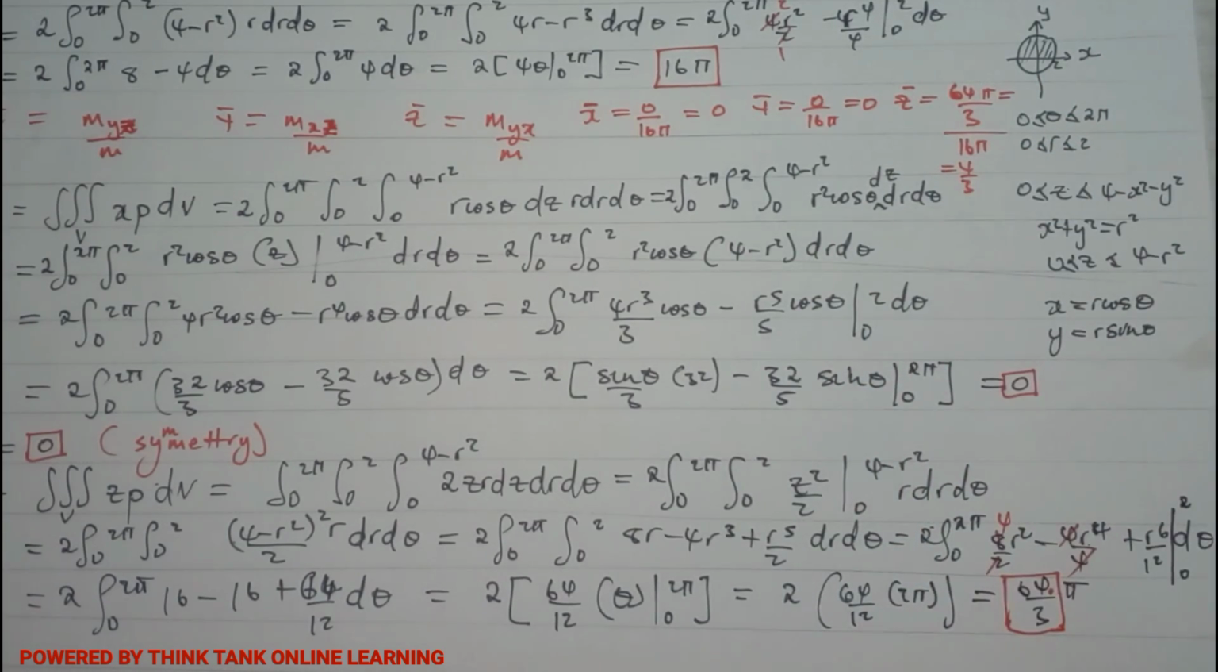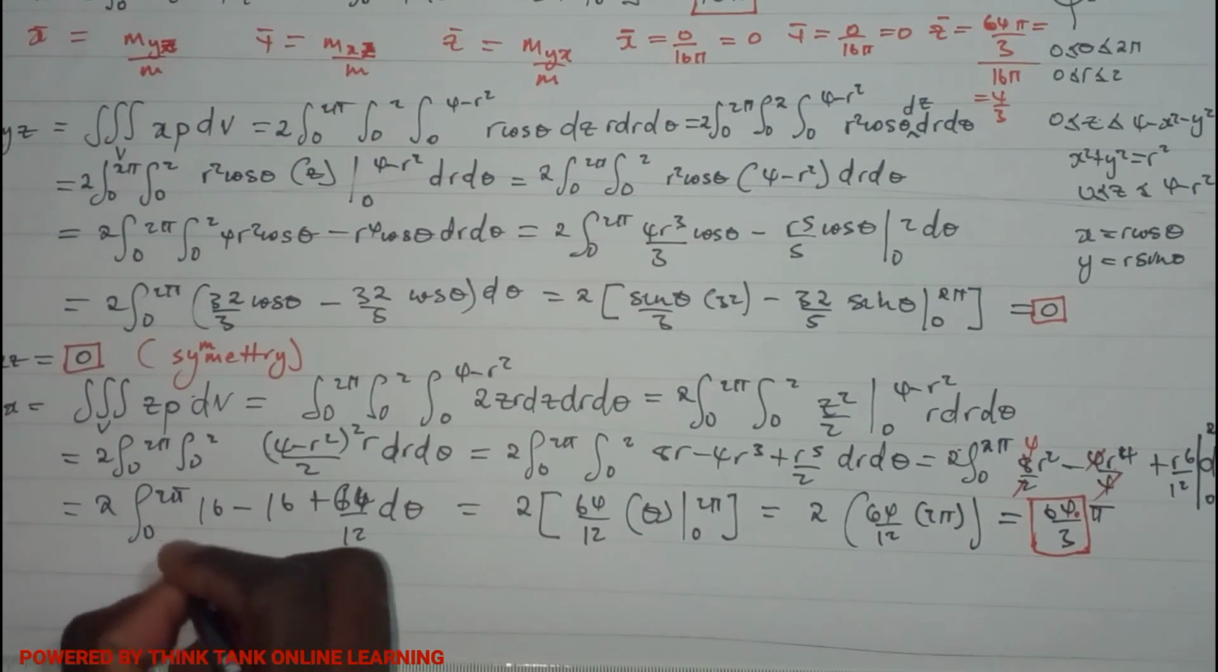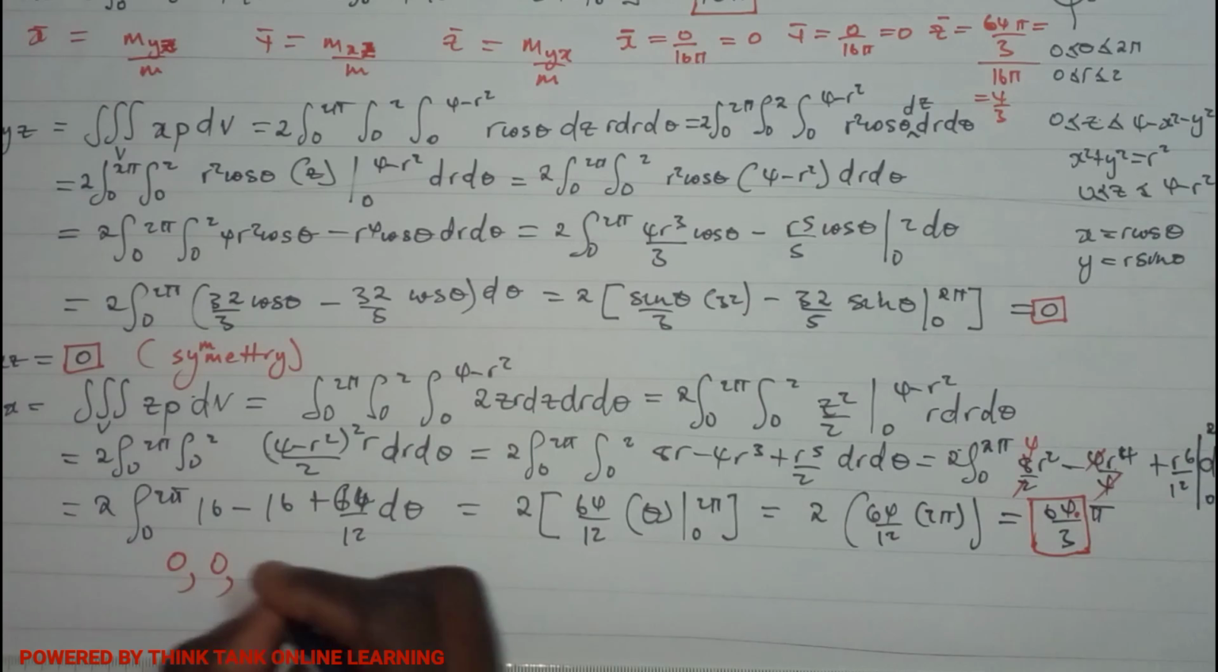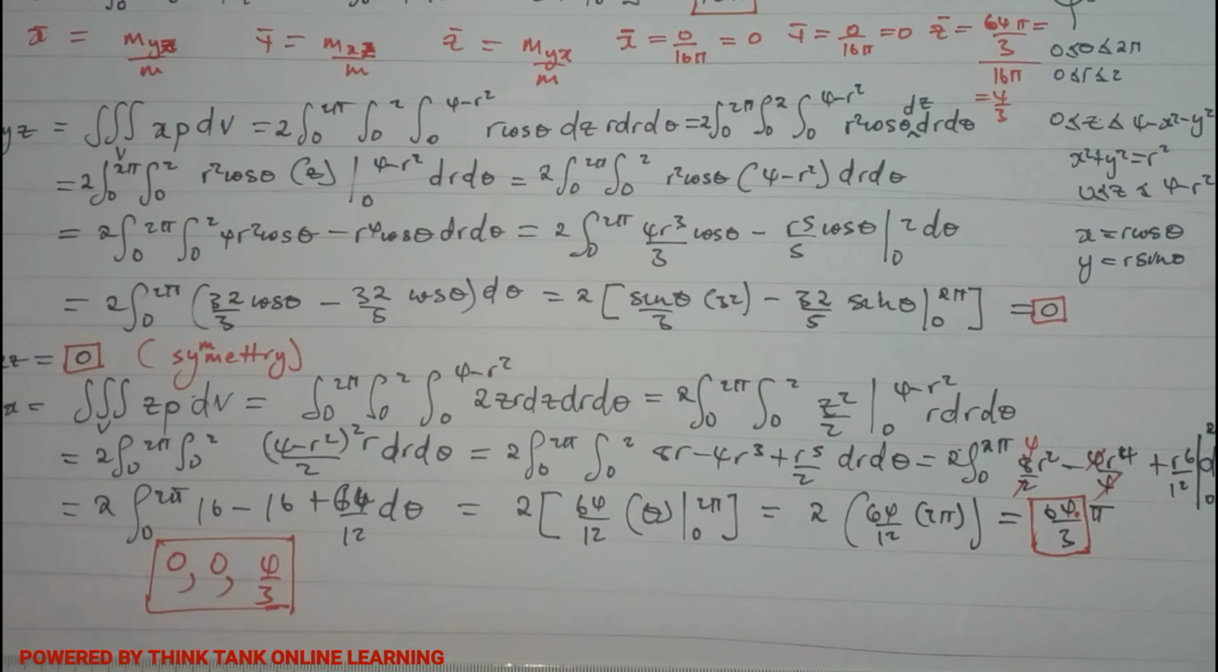So I'm going to write the coordinates for the center of mass here. We have 0, 0, 4 over 3. So these are the coordinates for the center of mass.